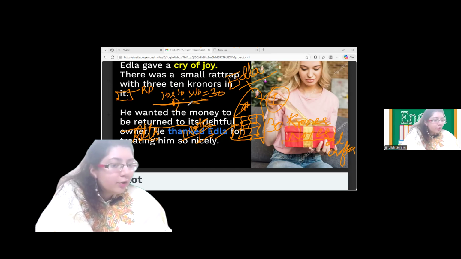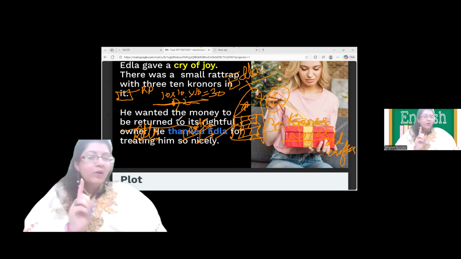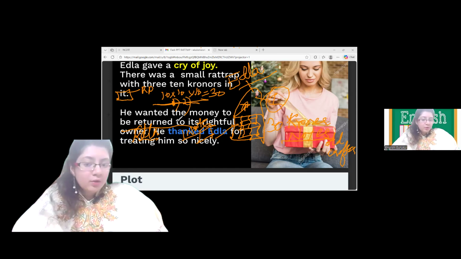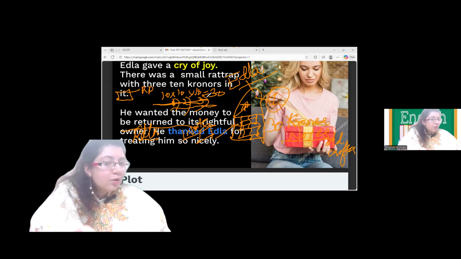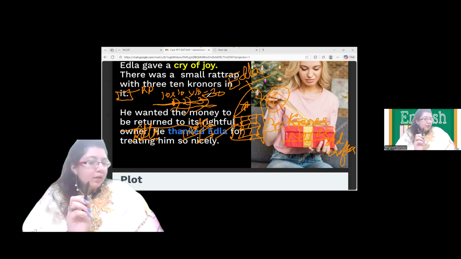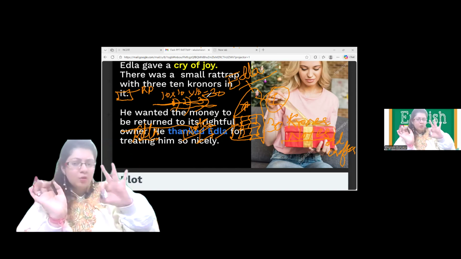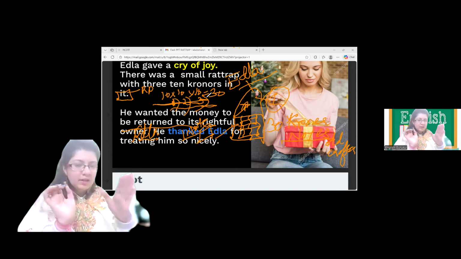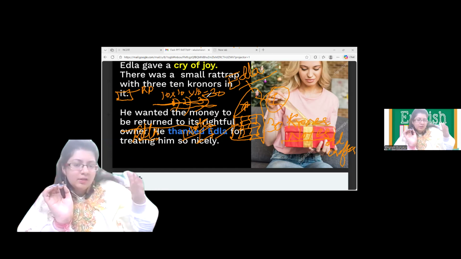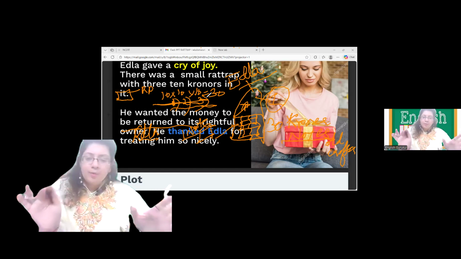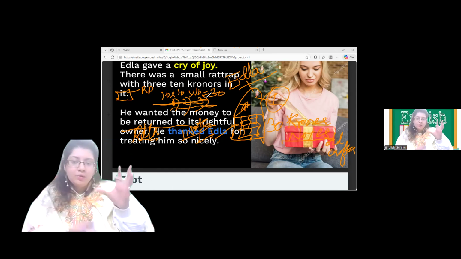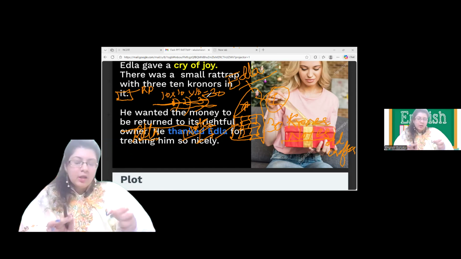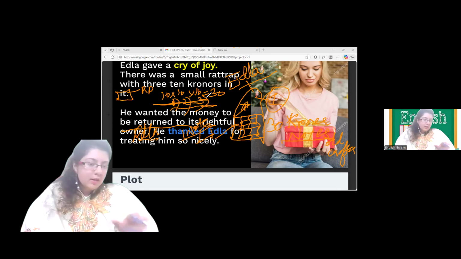So don't get confused, because this is one note of 10 kroner, not rupees. Kroner is the currency, right? Kroner is basically the name of the currency. So 3 notes were there of 10 kroner each. Just remember it like that, there were 3 10 kroners, and when you total it, it makes 30 kroners, right?